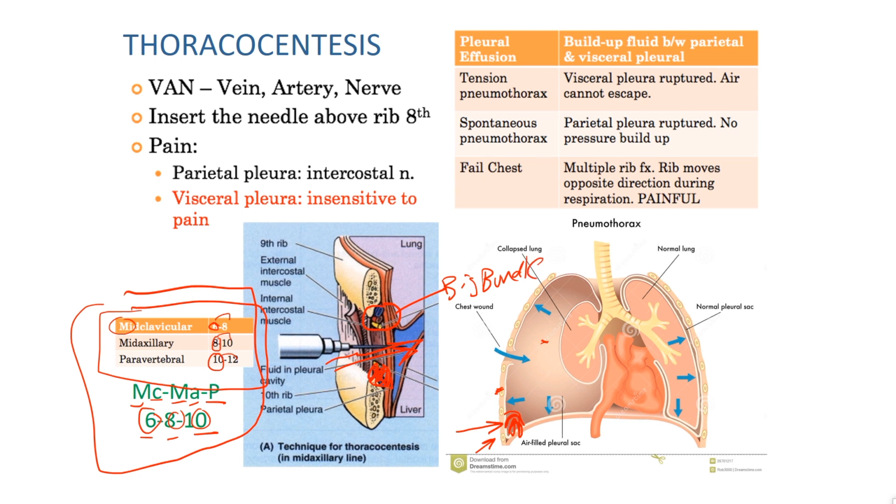So you never want to go under the rib, you want to go on top of the rib. Just hit the rib, slide up above it, and you're going to get this nice area that you can drain from here. Don't go under the rib. Why? Because that carries your vein, artery, nerve.